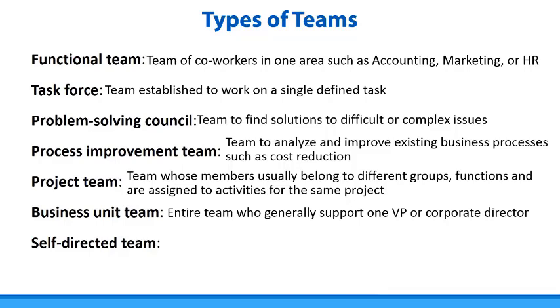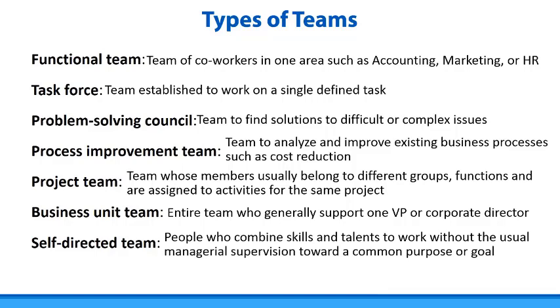Business unit team. This is an entire team who generally support one VP or corporate director. This is like our functional team, only on a larger scale. And a self-directed team are people who combine skills and talents to work without the usual managerial supervision toward a common purpose or goal. This would be like an agile team, where they are working together to make something happen without being told what to do.